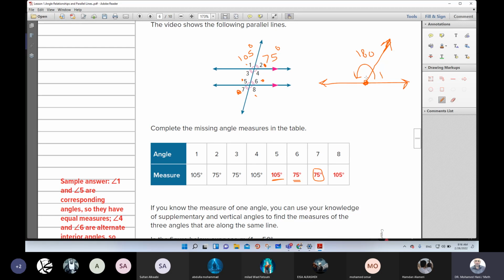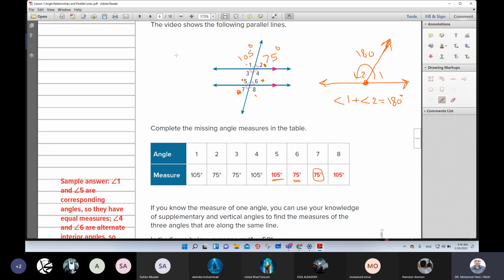this is angle 1 and this is angle 2. Who can remind us what is the type of angle 1 and angle 2? This is adjacent angles. What is the measure of 1 and 2? 180. Because the whole angle will be what? Straight angle, 180.